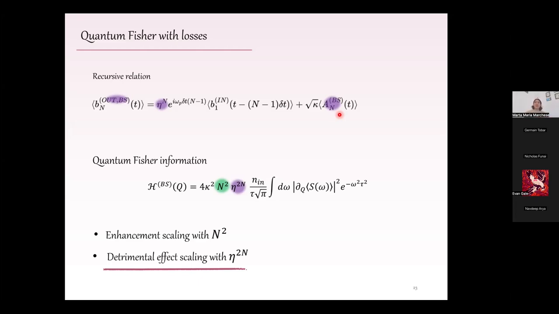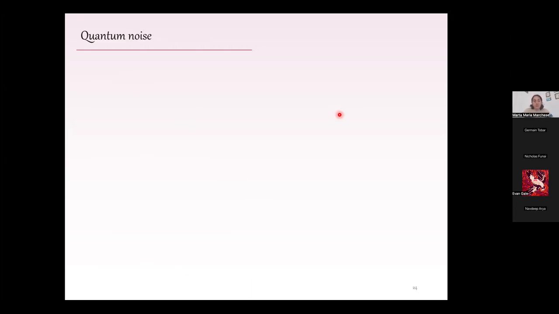An enhancement that arises from the fact that we increase the number of cavities, but also we have a detrimental effect that comes from the increasing losses. So it's the interplay between these two effects that will eventually give us a total enhancement. I mean, the goal is to find the balance between extending the number of cavities that will give you an enhancement and not making it too large, because then losses will overcome and you will lose the enhancement.